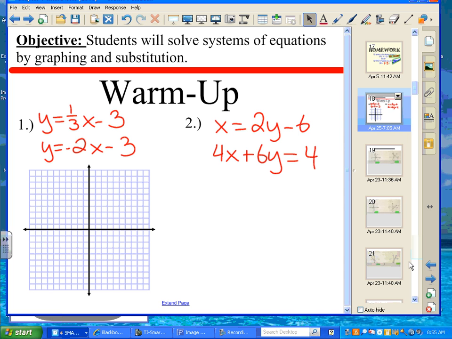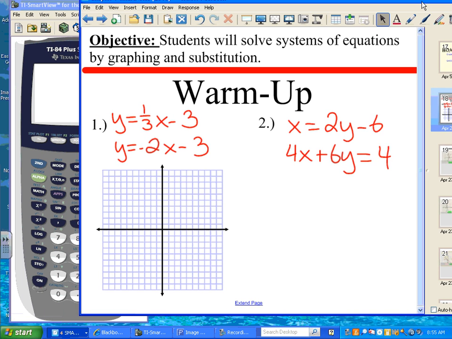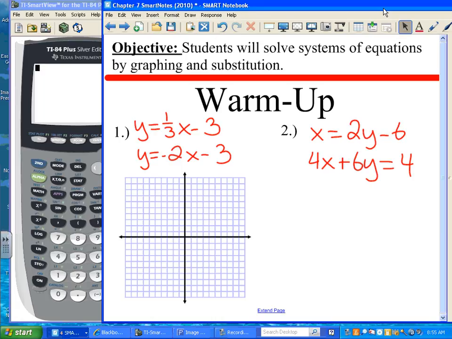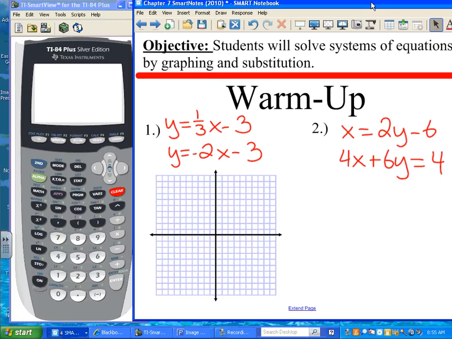Okay, our objective today is to continue solving systems of equations by graphing on the calculator and by substitution. So your warm-up is a very quick, short summary overview of what we did Monday. So the first one, can someone remind us, if we're solving this on our calculator, what's the first step, John?